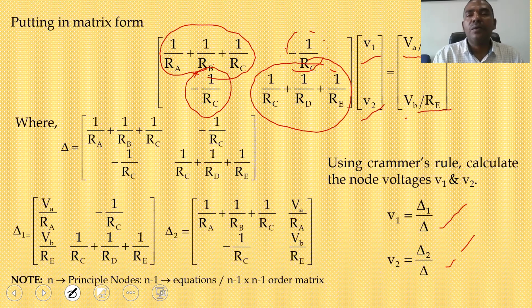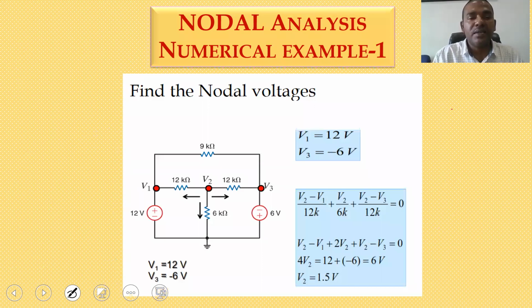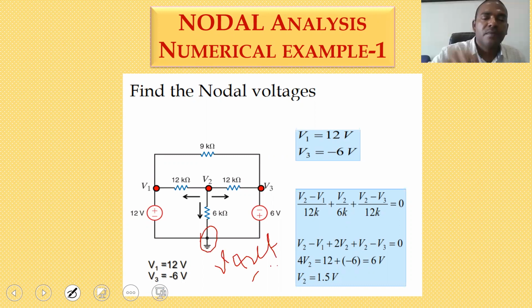Okay. So now we are going for simple examples of nodal analysis. For the given circuit, you have to calculate node voltages V1, V2, V3. Identify the principal nodes. In the problem itself they are given. V1, V2, V3 are the principal nodes, and one is a reference node here. This reference voltage must be 0.